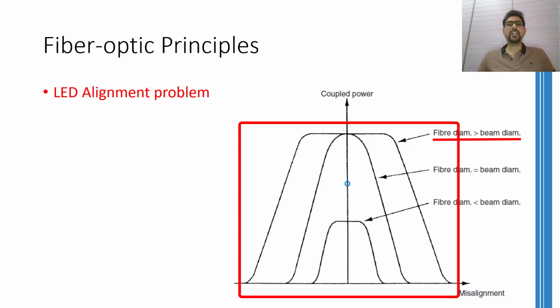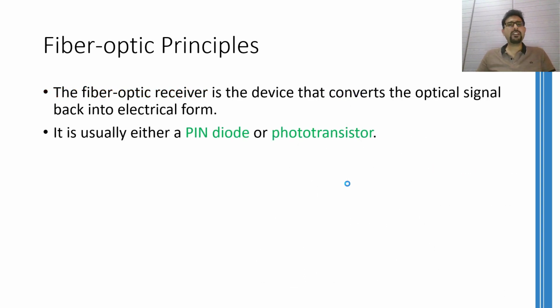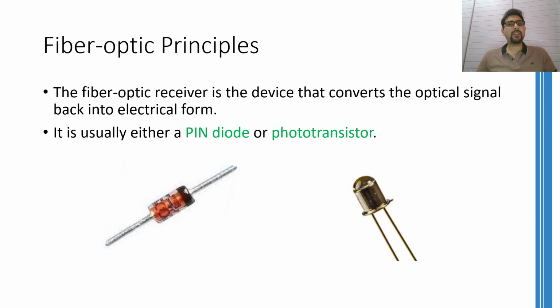The whole beam generated by the LED can still enter the fiber optic cable because the fiber optic cable has a quite wide diameter. Making a smaller diameter fiber is not that much of a problem, but making an even smaller LED surely is. On the other hand, the fiber optic receiver is a device that receives the light signal and converts it into an electrical signal. This can be easily achieved by using a pin diode or a phototransistor.